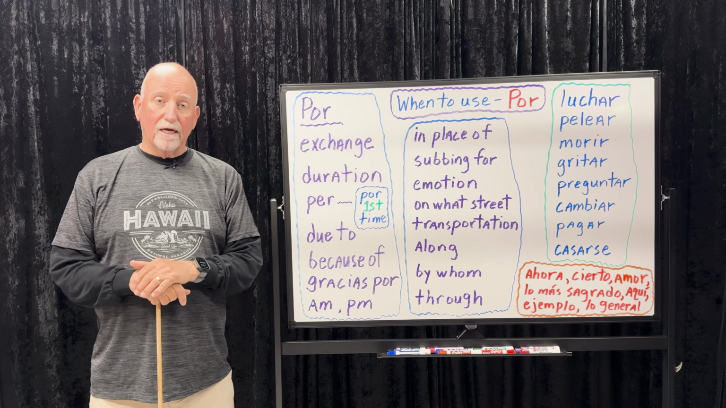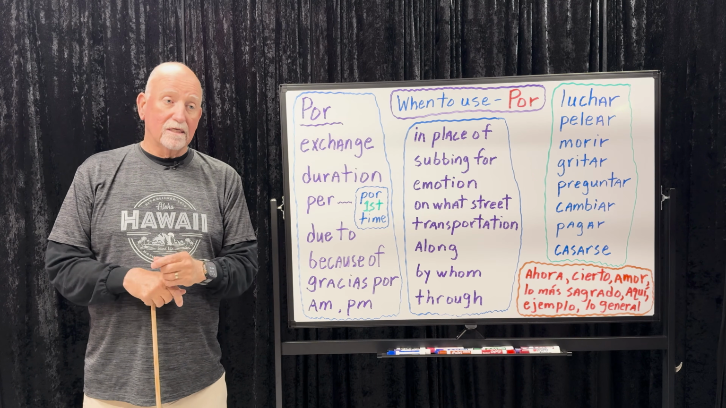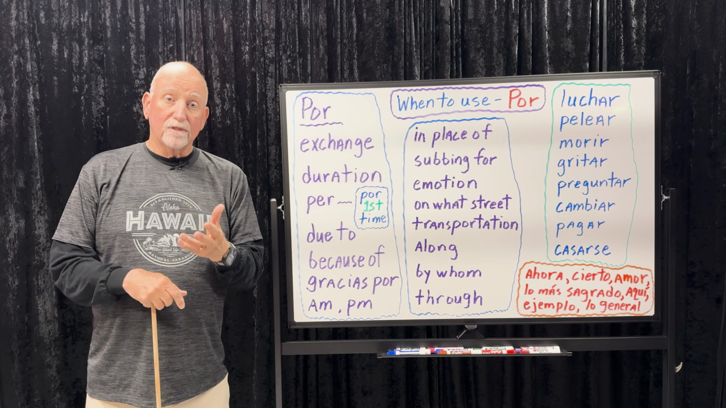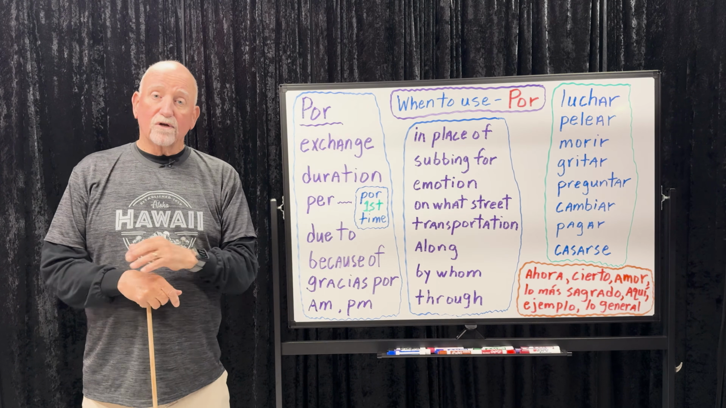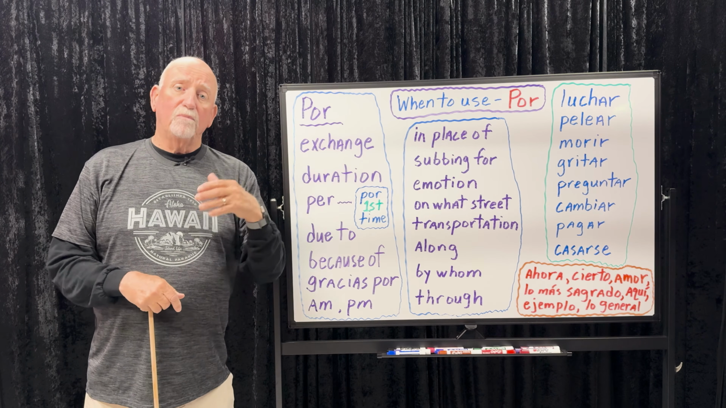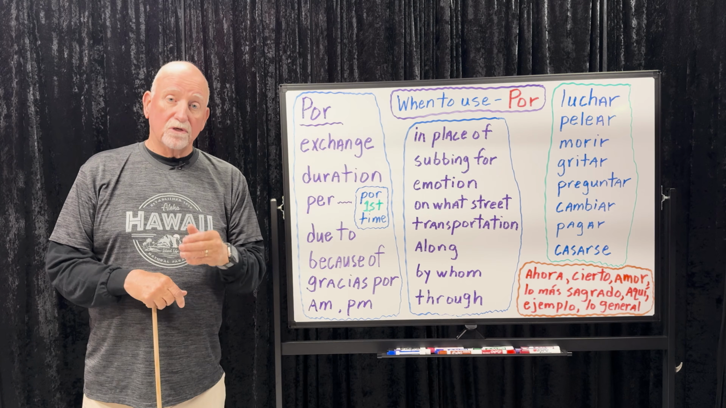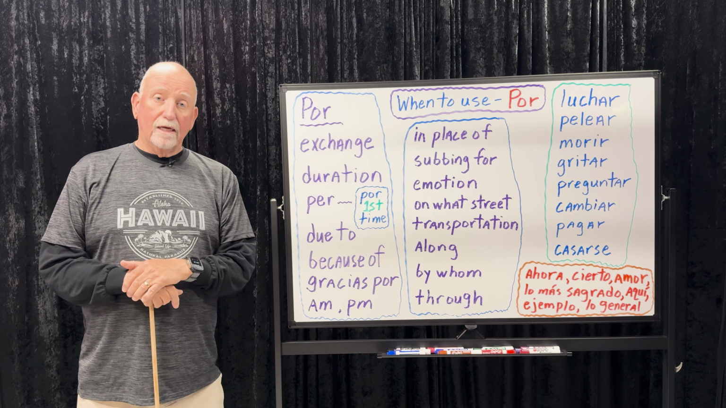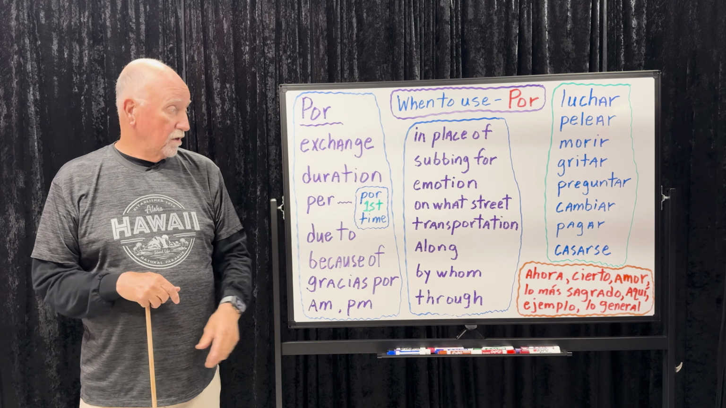Emotion. Por Dios. You hear that expression a lot. A lot of people don't like to use that name in vain, right? Por Dios, but it means good Lord or good God, right? There's all sorts of things like nervous about. Estoy nervioso por el partido. I'm excited about the game. Estoy emocionado por el partido. Expressions of emotion, we use por.